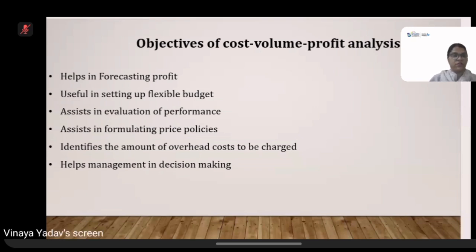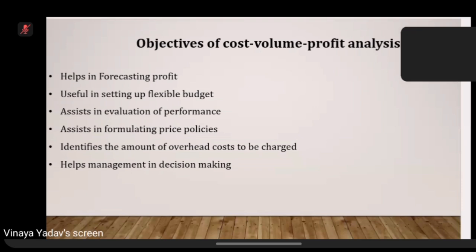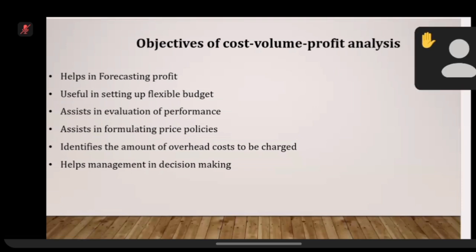Just a minute. Hold on. Yes, Bhuvan, what happened? So many people have raised their hand. What happened? Yes, Bhuvan, what happened? Ma'am, could you please tell the formula for cost volume profit once again? You had told the formula, right? Once again, please tell the formula. Okay, the formula.